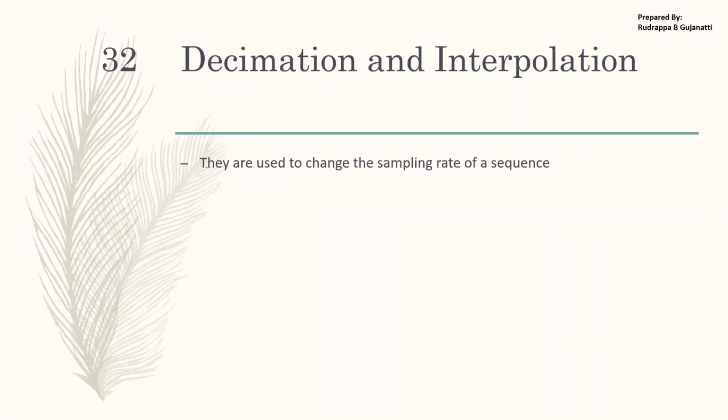Decimation or interpolation comes into existence because we have to adjust the sampling rate. For that purpose, we go in for decimation or interpolation. But one thing to keep in mind is, whenever we are decimating or interpolating, since we are dealing with sampling rate, we see that the sampling condition, the Nyquist criterion, is still satisfied.